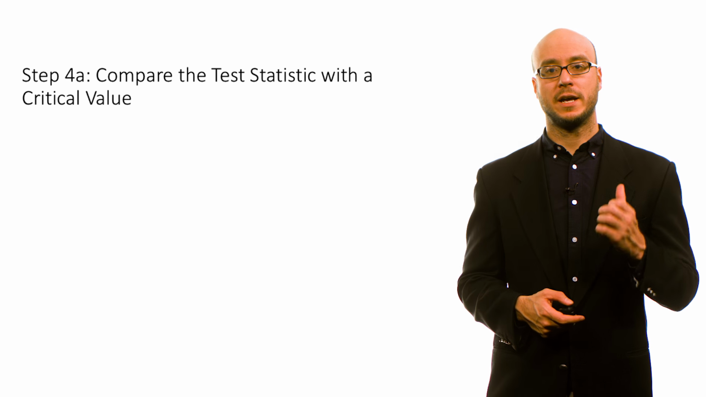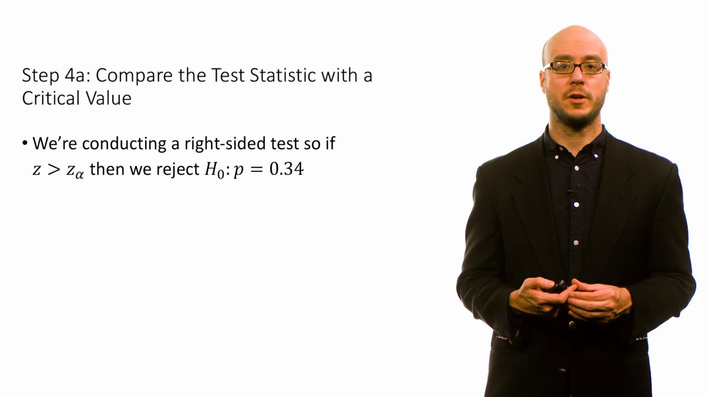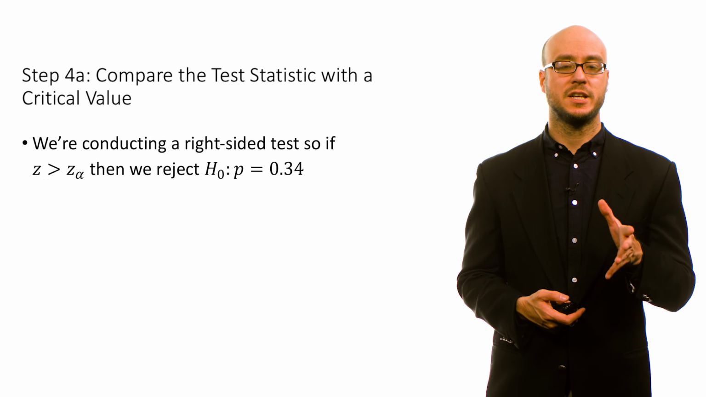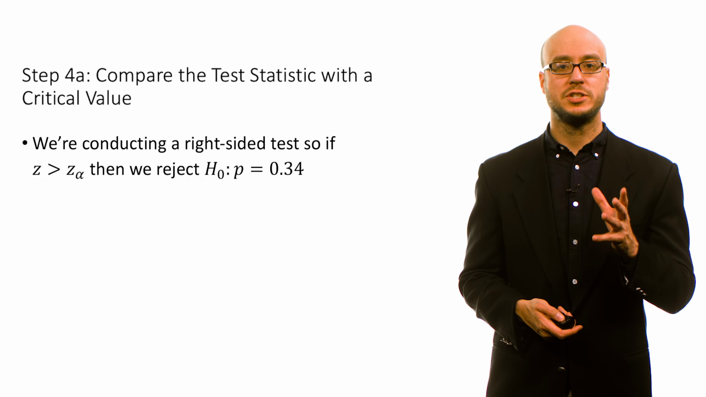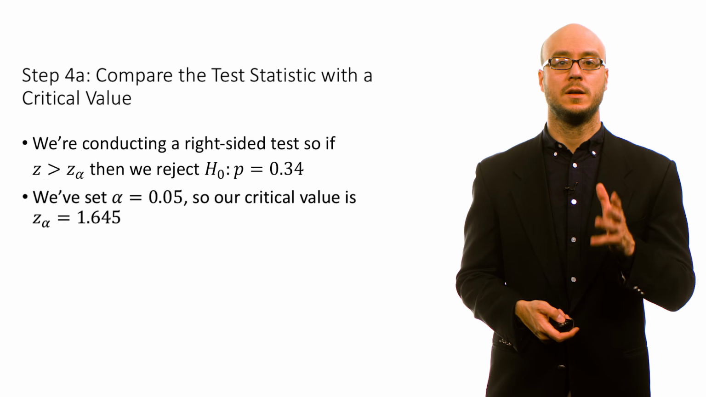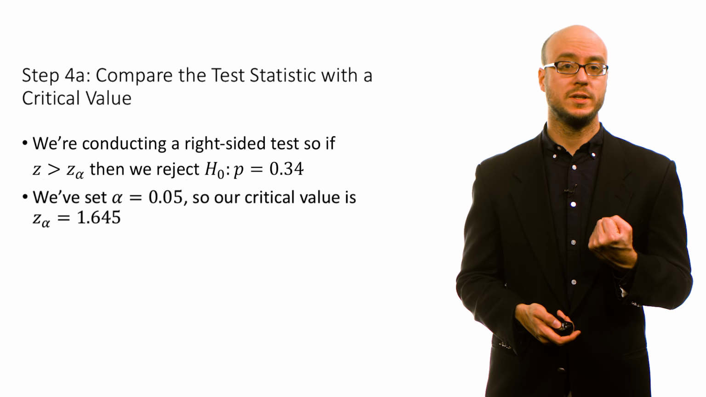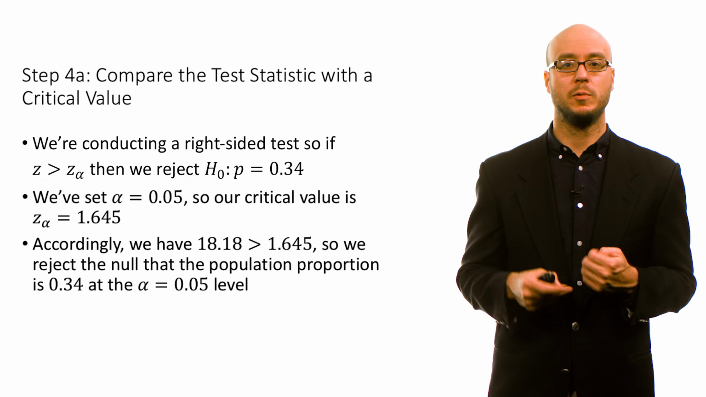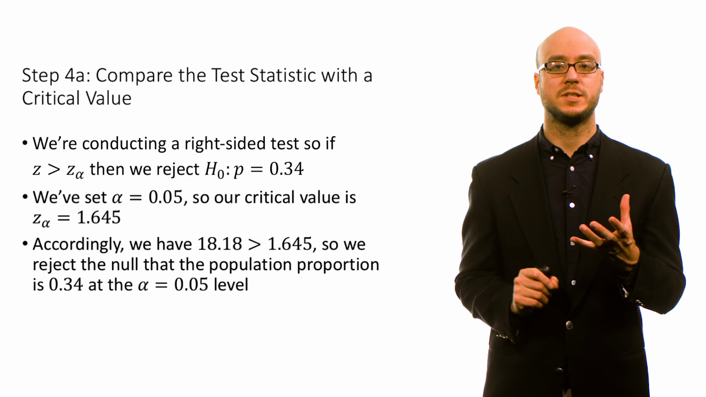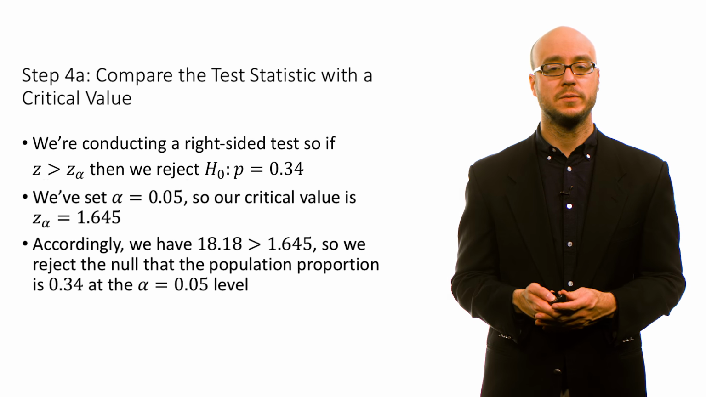For step 4a, we can compare the test statistic with a critical value to make a formal decision about the null. So we're conducting a right-sided test, so if our Z-test statistic is greater than Z alpha, we're going to reject the null that the population proportion is 0.34. With an alpha of 0.05, the critical value is 1.645. That's the benchmark by which we compare our Z-test statistic. Since 18.18 is much greater than 1.645, we reject the null at the alpha 0.05 level.